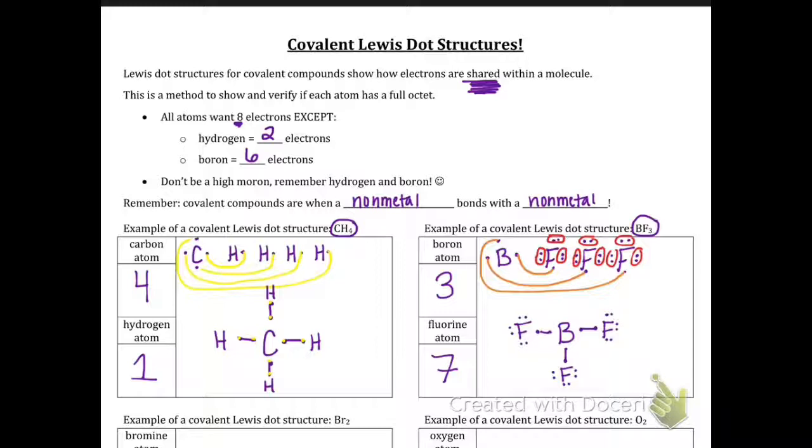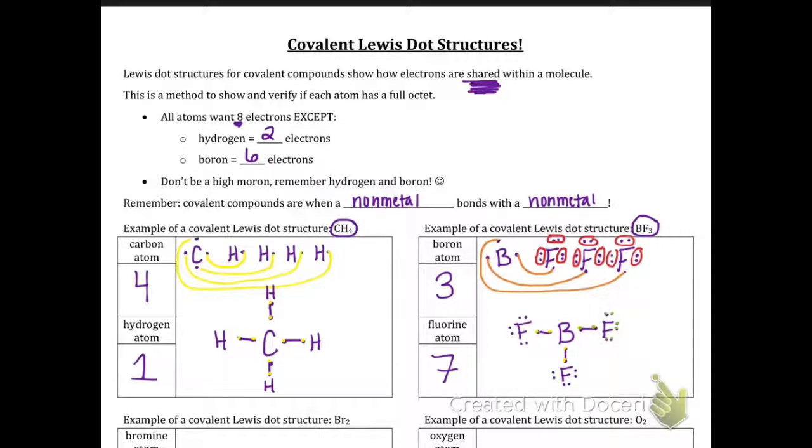So now, if you count, boron gets 1, 2, 3, 4, 5, 6, which is what boron wants, because boron is an exception. Boron likes to have 6. Now, if you count fluorine, I'll just count that in a different color here. Fluorine gets 1, 2, 3, 4, 5, 6, 7, 8. And each of the fluorines get 8 dots. So everybody is happy because now we are sharing electrons so that everybody can have 8.